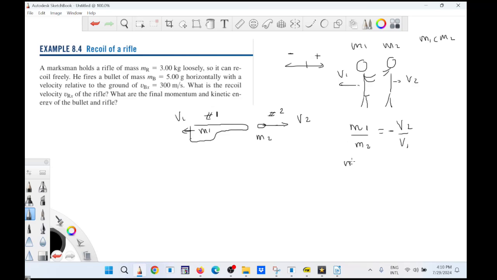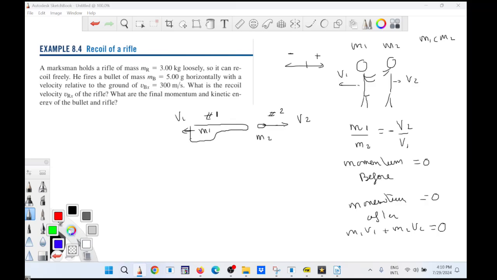That's because the momentum before equals 0. Because they are not moving, the momentum after also equals 0. So we have M1 V1 plus M2 V2 after equals 0. Momentum is conserved. All the forces acting could be inside the system, but the system is isolated.